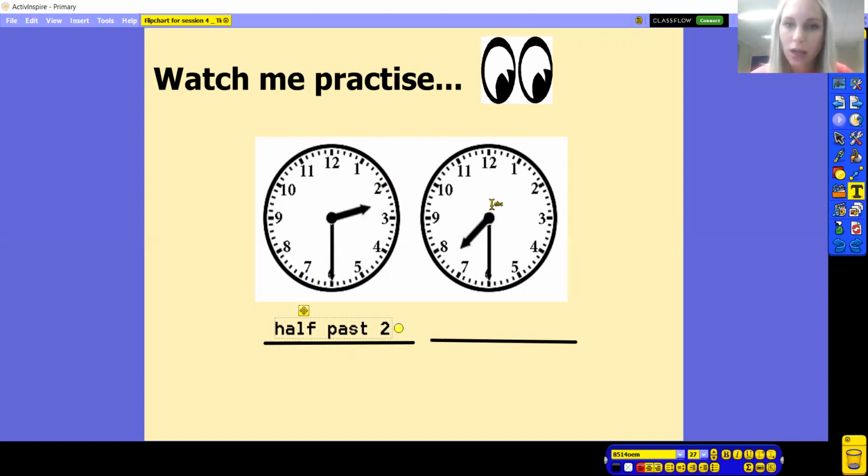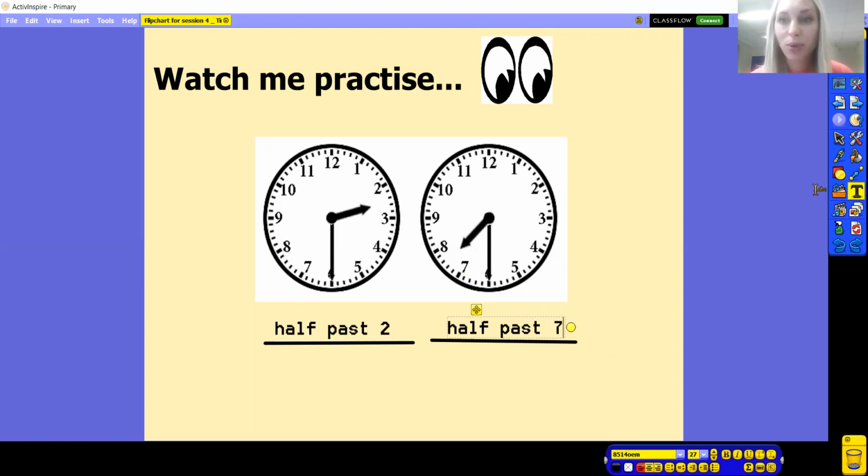Let's look at the next one. It's still halfway around the clock. So your minute hand is still pointing to 6, but it's now gone past a different number. And here we can see that it's gone past 7. So we would call that half past 7. And when it's half past, you'll always see that the hour hand would be halfway past the number that it's just gone past and between the number that it's halfway towards. Okay, so perfectly halfway in between.